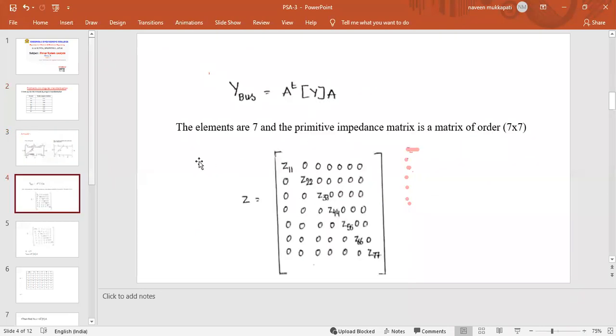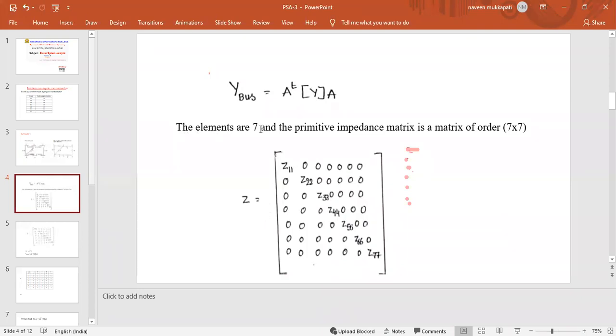Next, coming to the Y bus matrix. What is the formula for the Y bus? Y bus is equal to A transposed into Y into A. First, we determine the Z matrix. After that, we will find out the Y matrix.